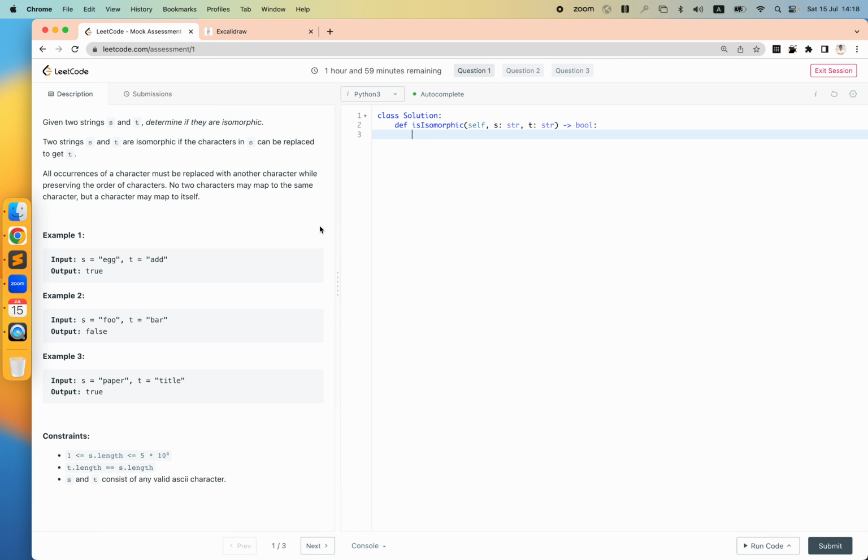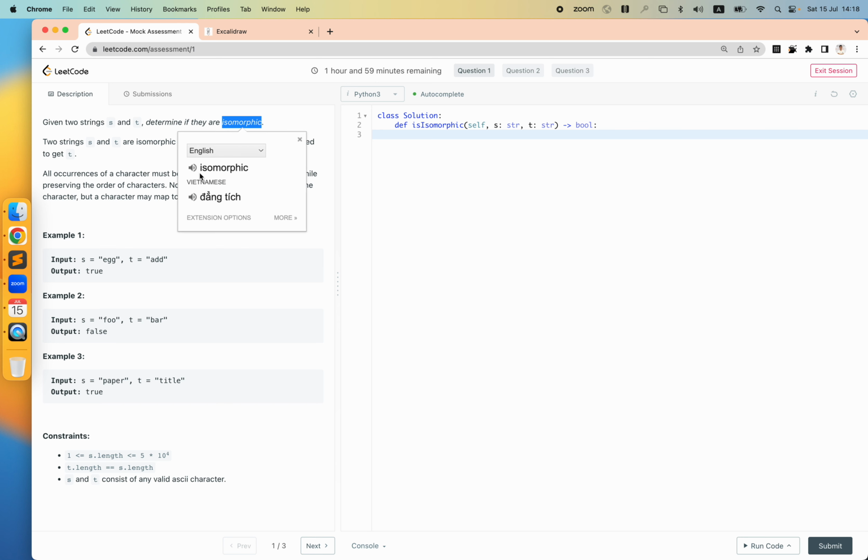Okay, given two strings s and t, determine if they are isomorphic. Two strings are isomorphic if the characters in s can be replaced to get t. All occurrences of a character must be replaced with another character while preserving the order of the characters. No two characters may map to the same character, but a character may map to itself.